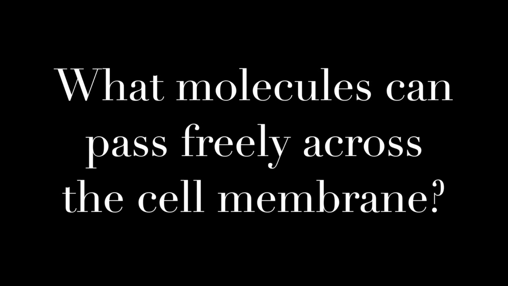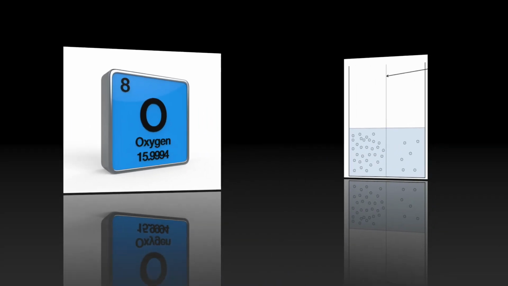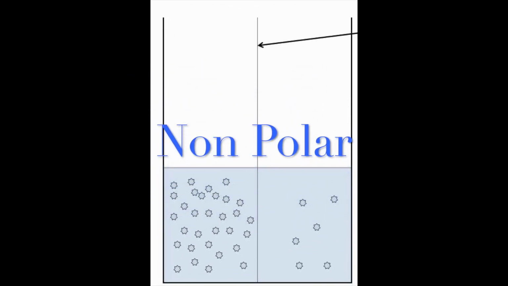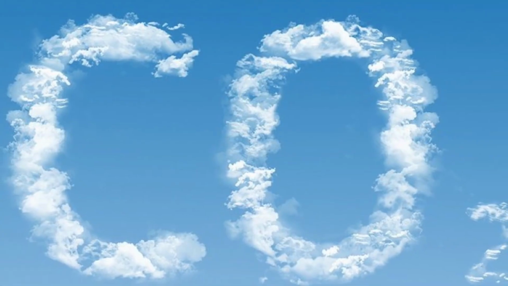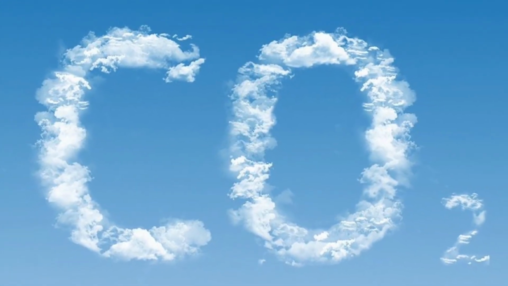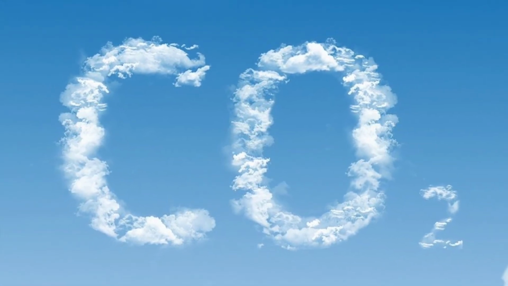What molecules can pass freely across the cell membrane? There are two types. Oxygen can pass easily through the cell membrane because it's a non-polar molecule and it's small. Also, carbon dioxide can pass, but barely, to diffuse out of a cell.